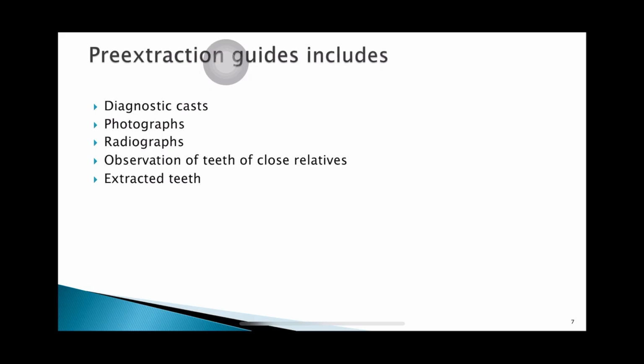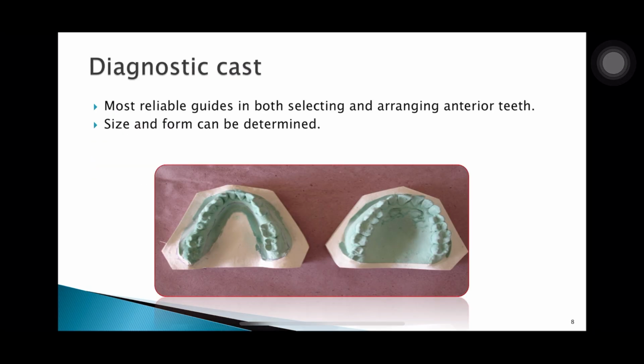There are many methods of selection of anterior teeth, one of them is the pre-extraction records or guides. Pre-extraction records or guides include diagnostic cast, photographs, radiographs, observation of teeth of close relatives, and extracted teeth. First, we will talk about the diagnostic cast. Diagnostic cast is the most reliable guide for the teeth selection.